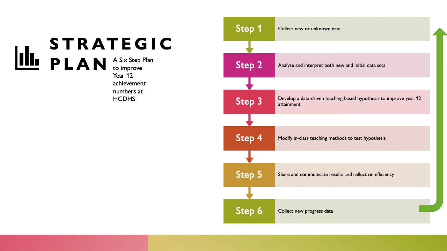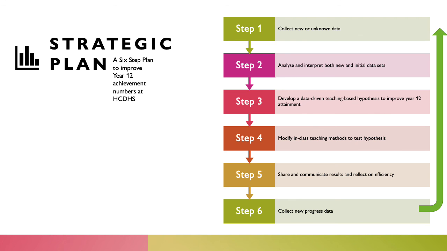To sum up our strategical plan, I've created a 6-step guide on improving Year 12 achievement levels. Step 1 is to collect new and unknown data that we don't already have available. Step 2 is to analyze and interpret both our new data and the initial data to create a clearer picture. We will then develop a data-driven teaching-based hypothesis to improve Year 12 attainment and modify our in-class teaching methods to test this hypothesis.